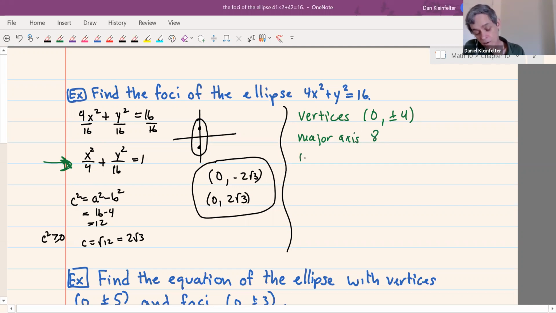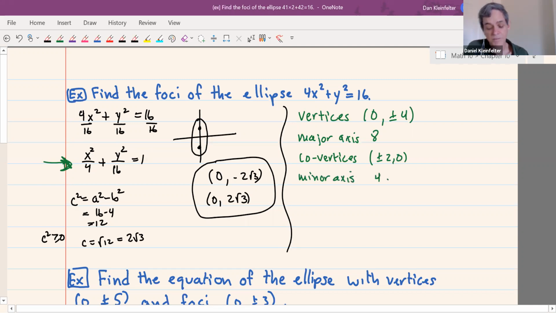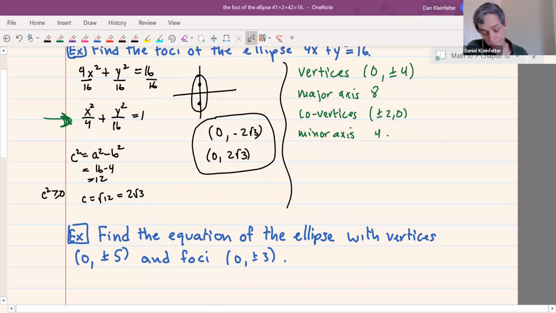And then the co-vertices, okay, those will come when y is 0. So when y is 0, x will be plus or minus 2. Okay, and so that the minor axis length is going to be 4. All right, so that just gives us a little bit of extra stuff. The original question just needed the foci, so we've got that.